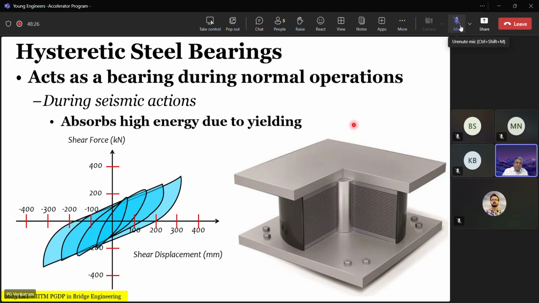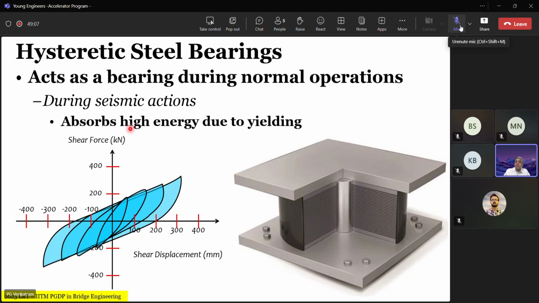And how does it work? In every isolation, if you recall the hysteresis diagram, it goes linear, then under the reverse cycle it goes, and then in the next cycle it reduces. Each cycle, the area inside this force displacement graph is the amount of energy that is dissipated in each cycle. So over 4 or 5 cycles, the total energy is dissipated fully, and therefore the seismic action is managed with a lower design force on the rest of the components. That is how this hysteretic steel bearing gives an advantage.